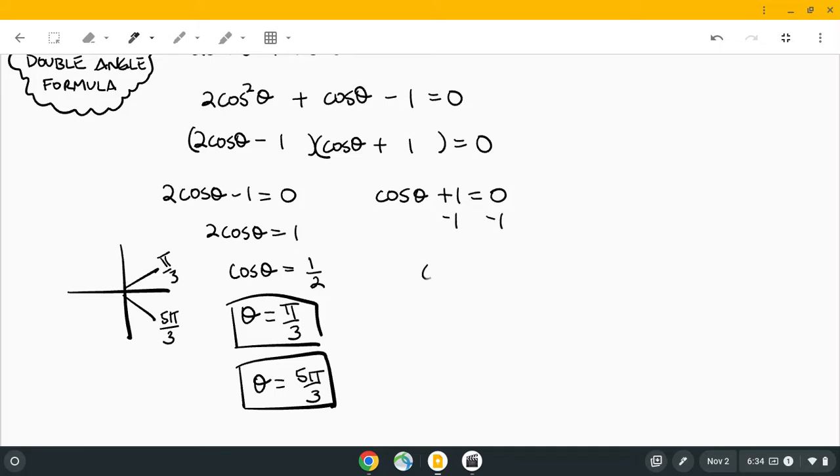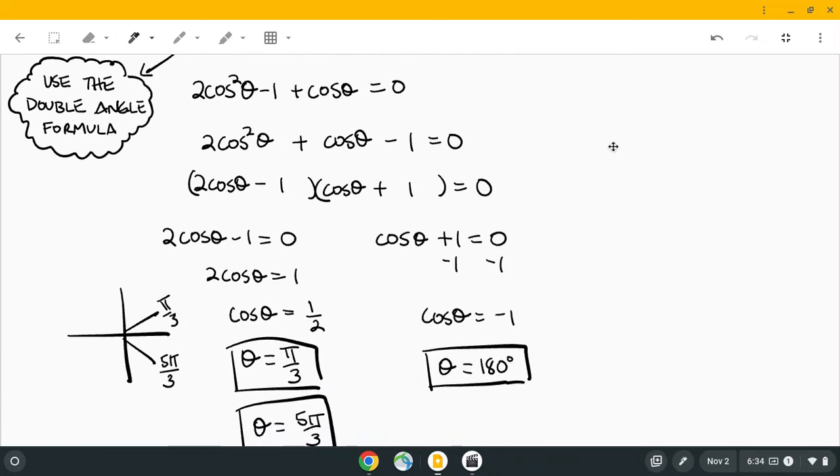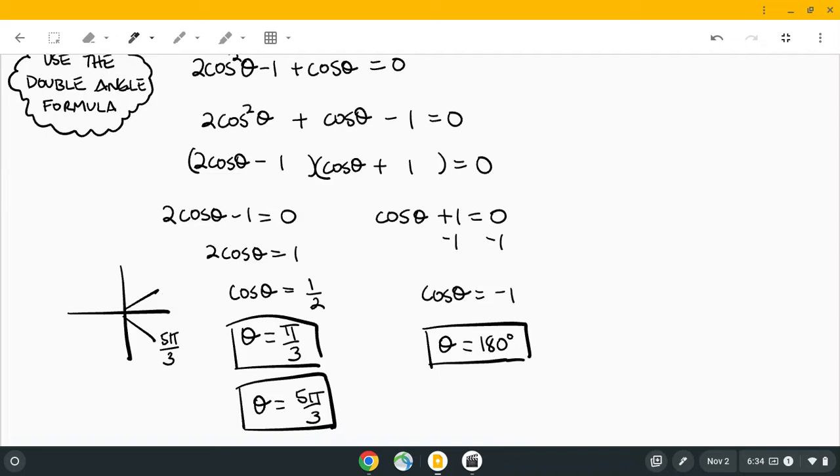Subtract 1 on both sides. Cosine theta equals -1. So there's only one place where that happens, between 0 and 360, and that is at 180 degrees. Oh, are we in radians? We're in degrees. Okay, so let me change these over here. All right, so we are in degrees, so that is 60 degrees, and this one is 300 degrees.